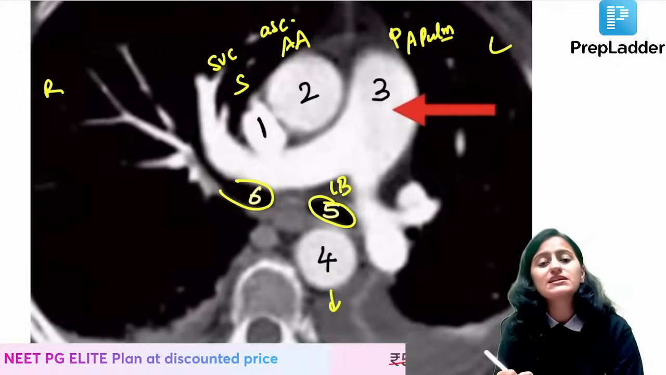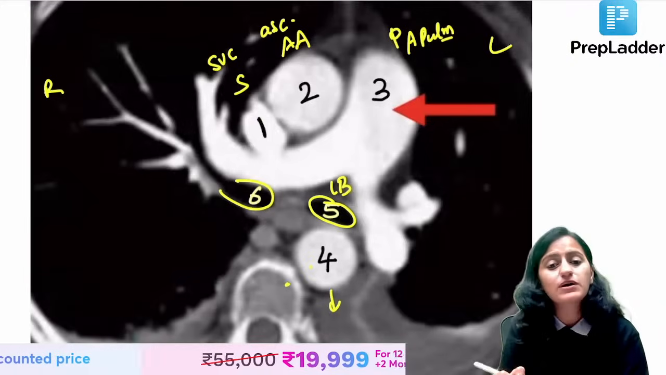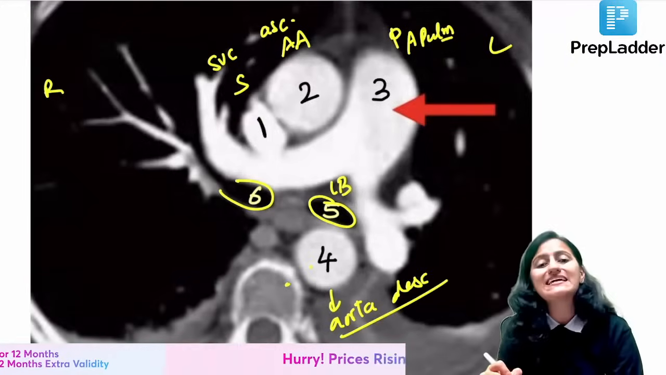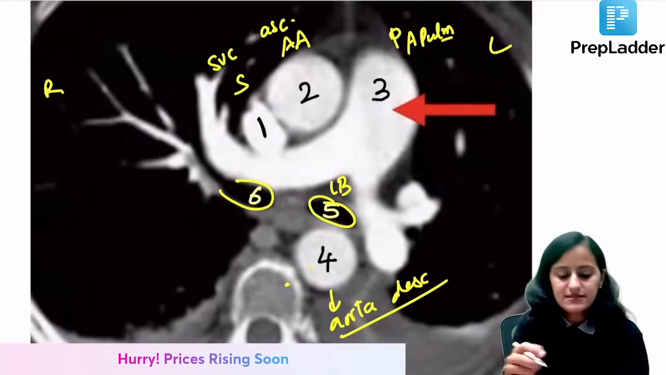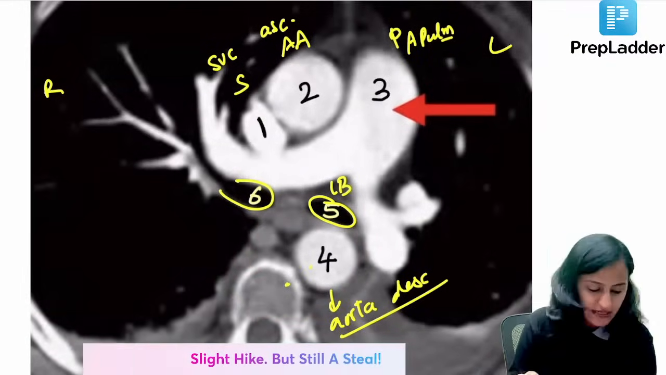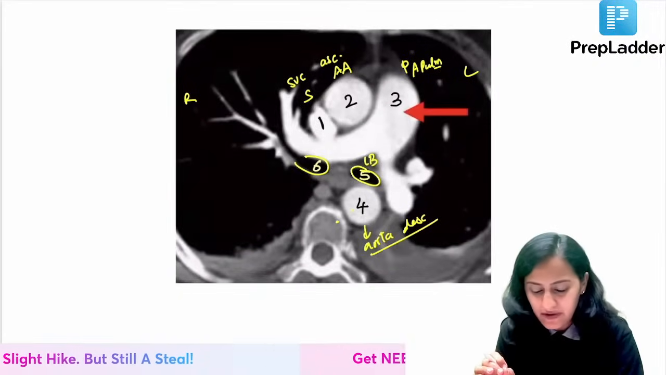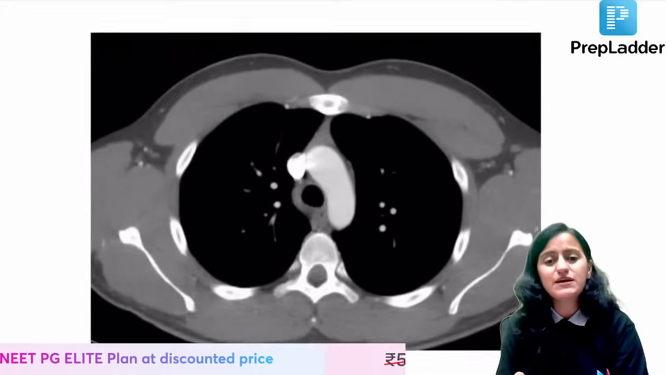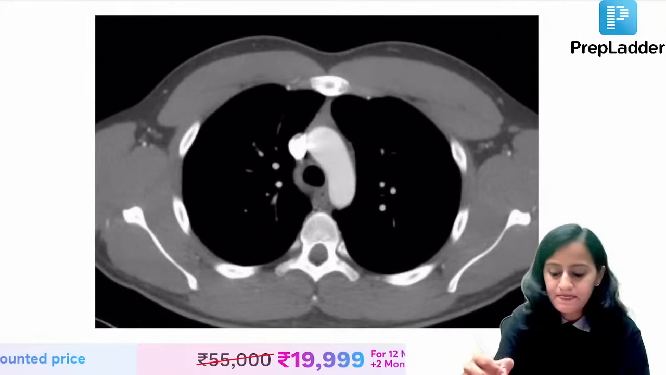What is this structure labeled 4? In front of the vertebra, this is the aorta. What aorta? Descending aorta. Okay, the descending thoracic aorta, which is in the posterior mediastinum. Clear with everyone? Right. Going to the next one. This was asked in the recent exam.